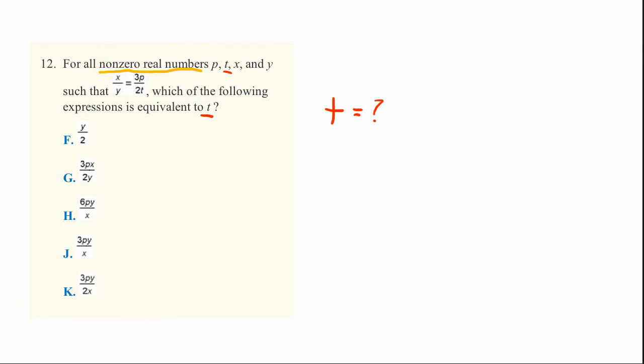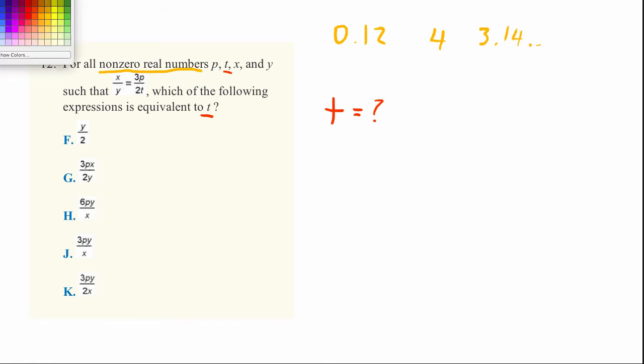And they say it's for all non-zero real numbers. You might not know what a real number is. It just refers to any number, what we usually think of as numbers. It can include decimals, it can include whole numbers, it can include infinite numbers like pi, 3.14 dot dot dot. The only thing that it does not include here is the zero. They say non-zero, so that number 0 does not count in this.